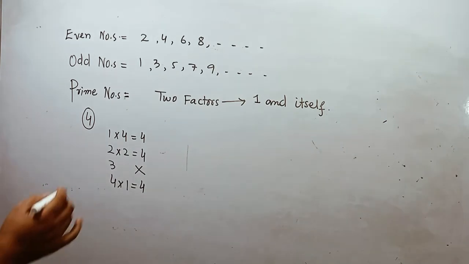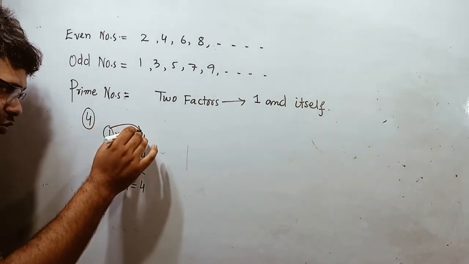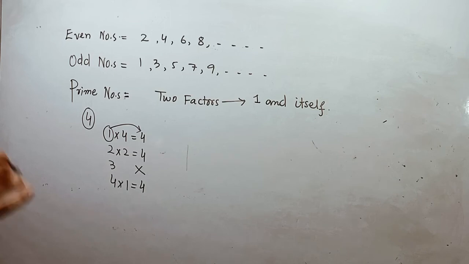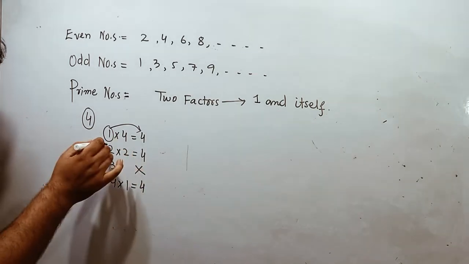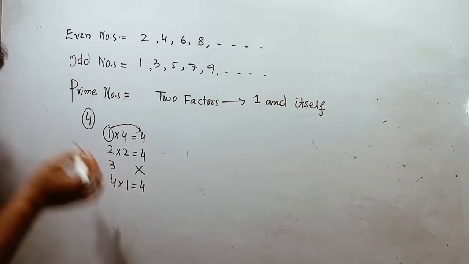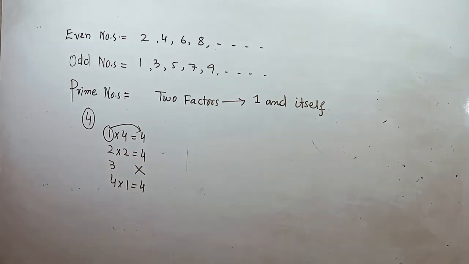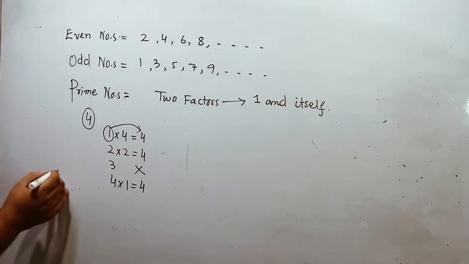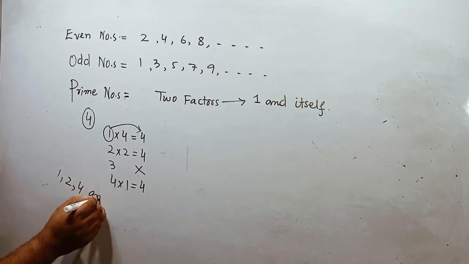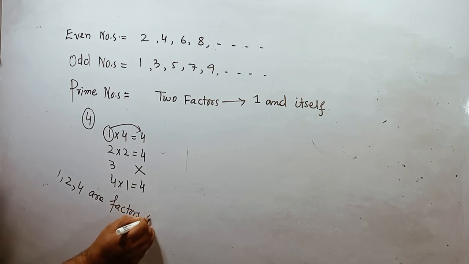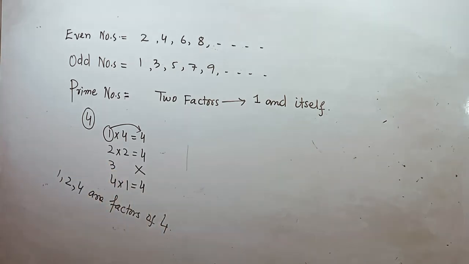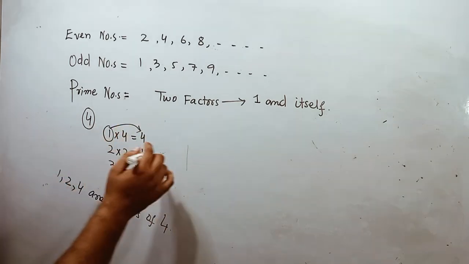In the other sense, we can say 4 is divisible by 1, 4 is divisible by 2, and 4 is divisible by 4. That means 1 can divide the 4, 2 can divide the 4, 4 can divide the 4. So I can say 1, 2 and 4 are factors of 4. Those numbers which can divide the given number completely are called the factors.